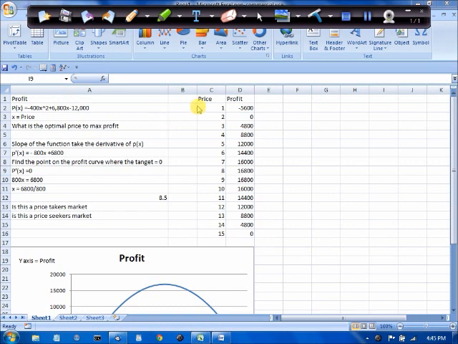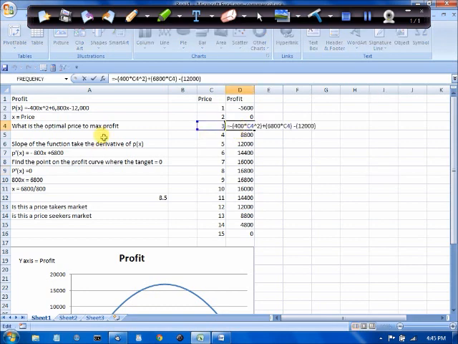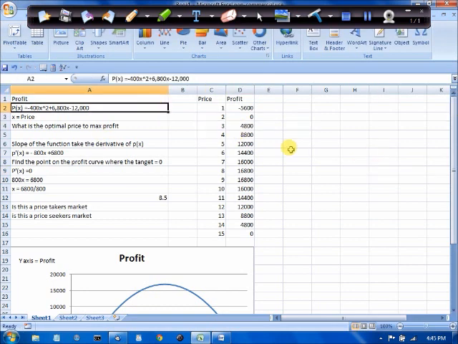To give you an example of how I could graph that, I put the price down in the C column and the profit in the D column, and I derived the profit in the D column. Look, I can show you the equations written in here. I just plugged into that equation, and you can pretty much see where the maximum profit occurs between 8 and 9, which is 8.5.